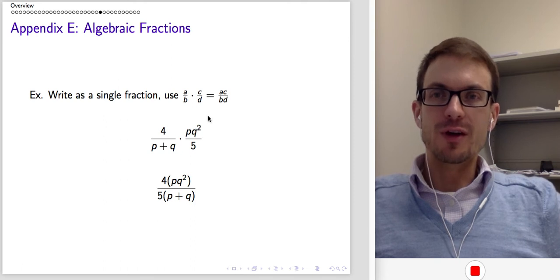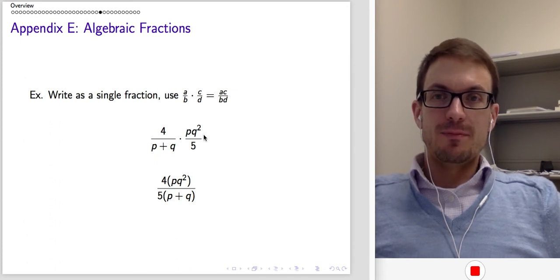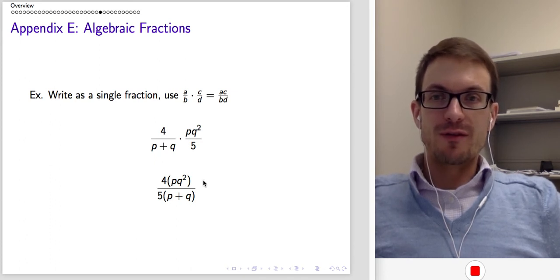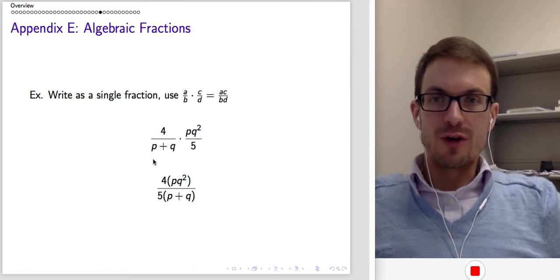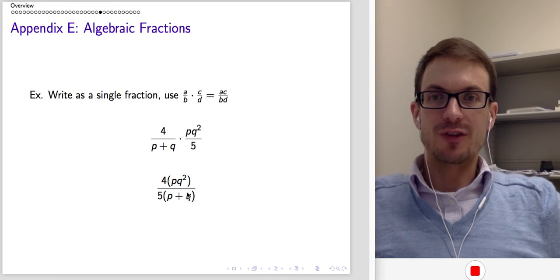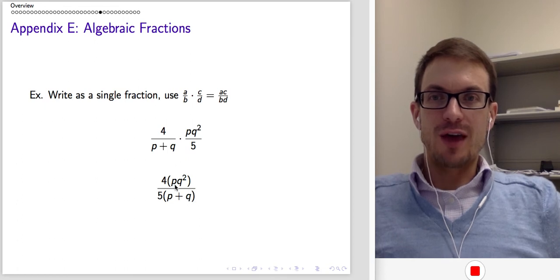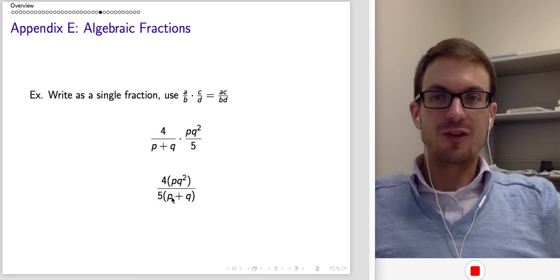Okay, here's another one. Here's a multiplication one. 4 divided by quantity p plus q times pq squared divided by 5. Just multiply numerator to numerator, denominator to denominator, and here's our result. Nothing cancels. Can't cancel this q with that q because we have a plus sign. Can't cancel this p with this p because you have a plus sign. This is the best we can do.